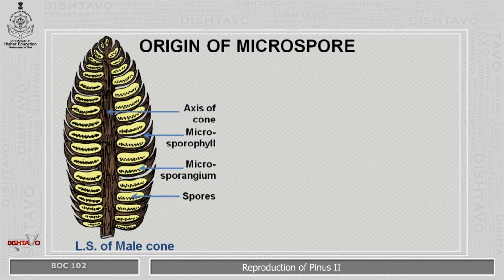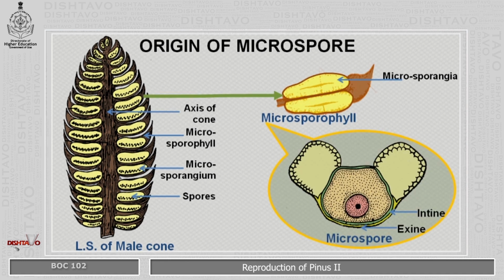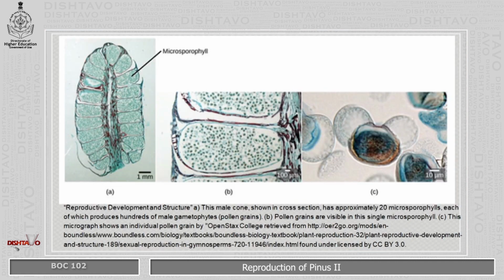This is the origin of the microspore, wherein the LS of the male cone is given, which gives rise to the microsporophyll, and inside the microsporophyll the microsporangia are present, in which the microspores develop. This is the photograph of a mature male cone, the section of the megasporophyll and microspore.